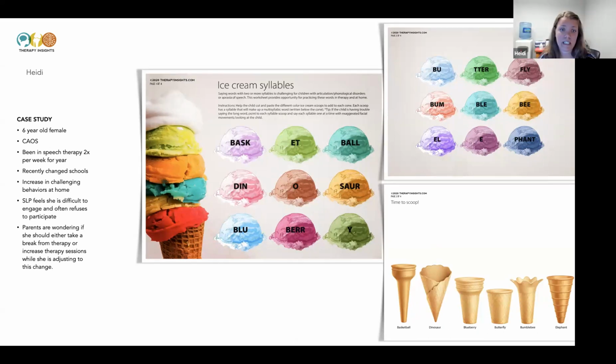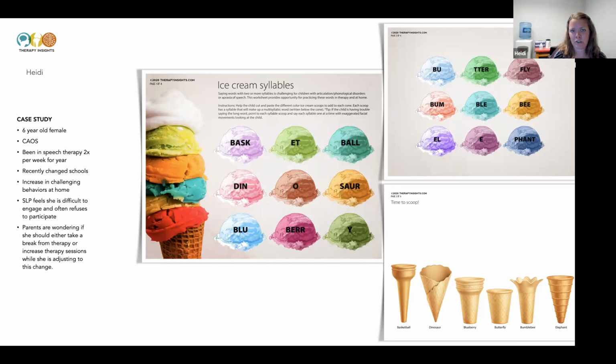Same kind of as the dice game. It's just fun. I think sometimes if a kid's been in therapy that much, it is repetitive and boring, and we're not magicians. We can't always make up a new game every week, but if you haven't used this one, and most kids love ice cream, I don't know why, and cones. So you would cut them out and make the different words.